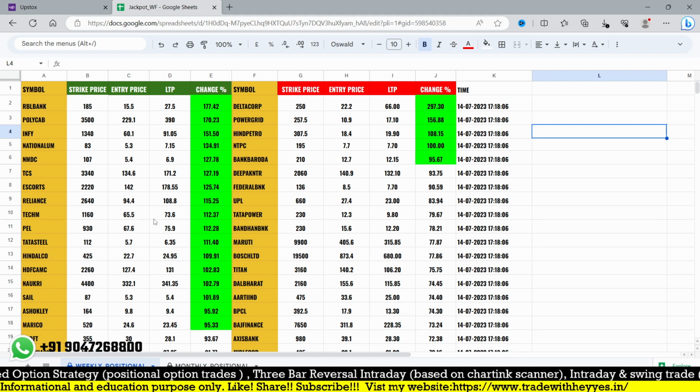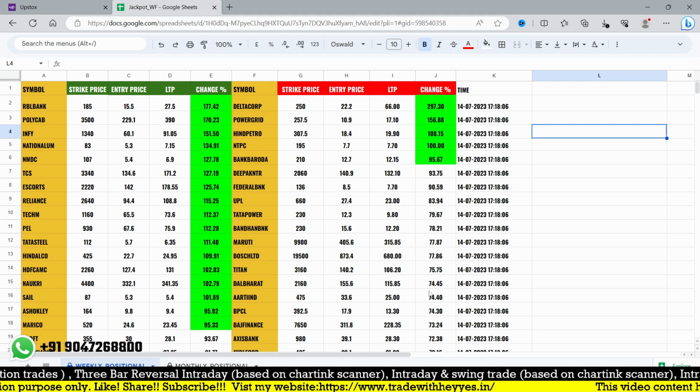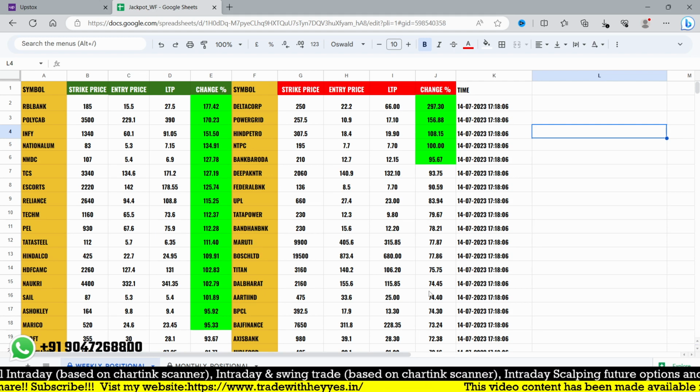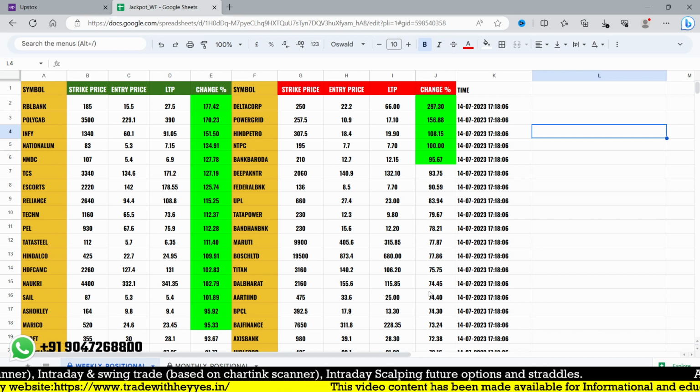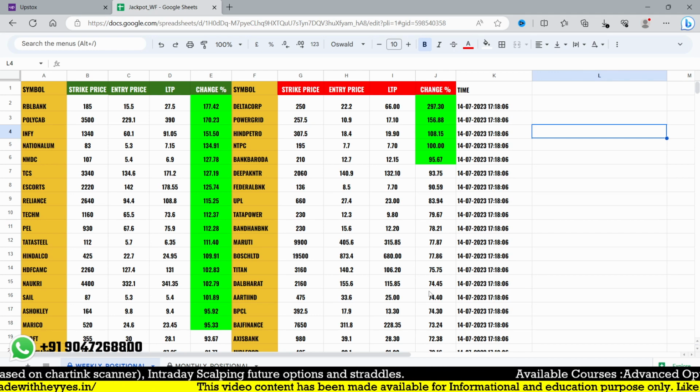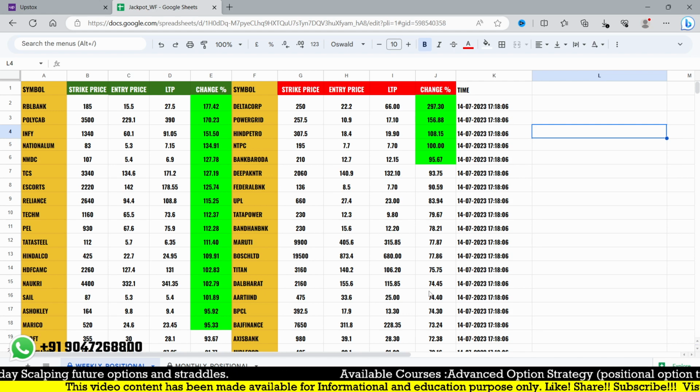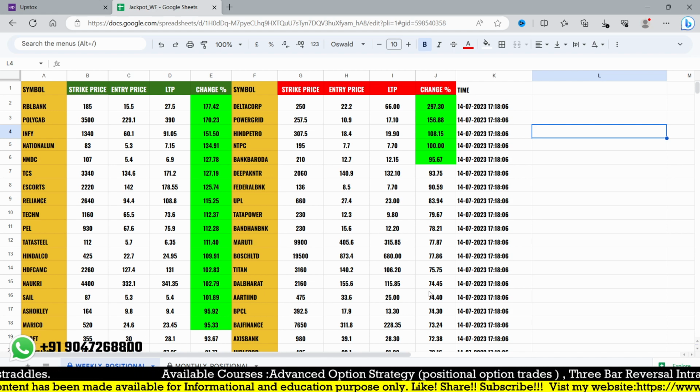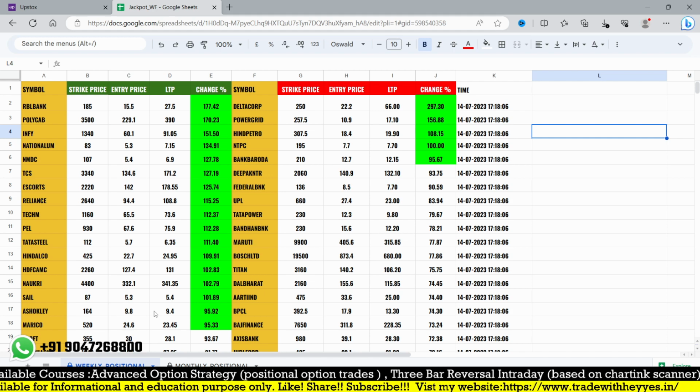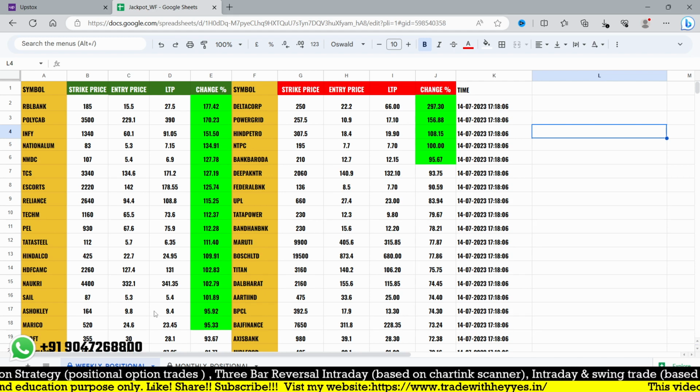So let me move on to this video. This is a tool which we use to find stock opportunities based on advanced options trading concepts, where we simply use the price to find the trade. And we have two concepts: one is the monthly and the other is the weekly positional.